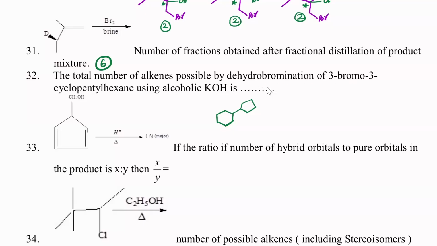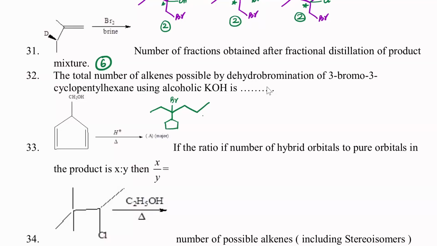3-bromo, so Br here. Sorry, I thought cyclohexane, my mistake. 1, 2, 3, 4, 5, 6. So we have 1, 2, 3, 4, 5, 6, and on the third position we have bromine also, and we have cyclopentyl also.